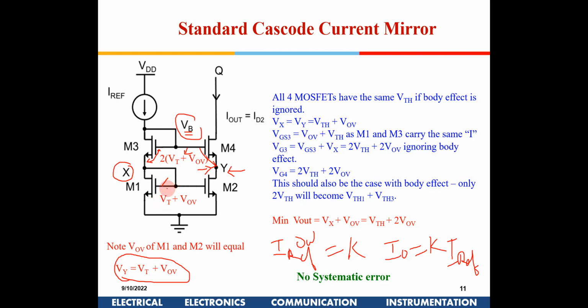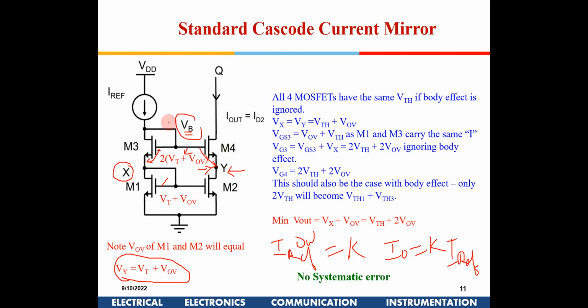Can you please explain, VT plus VOV? This node is VT plus VOV, and this node is 2 VT plus VOV. If I come back from here to here, the gate to source voltage required here will be VT plus VOV. So if from 2 VT plus VOV I remove 1 VT plus VOV, I will get back VT plus VOV. So now VY and VX are the same.